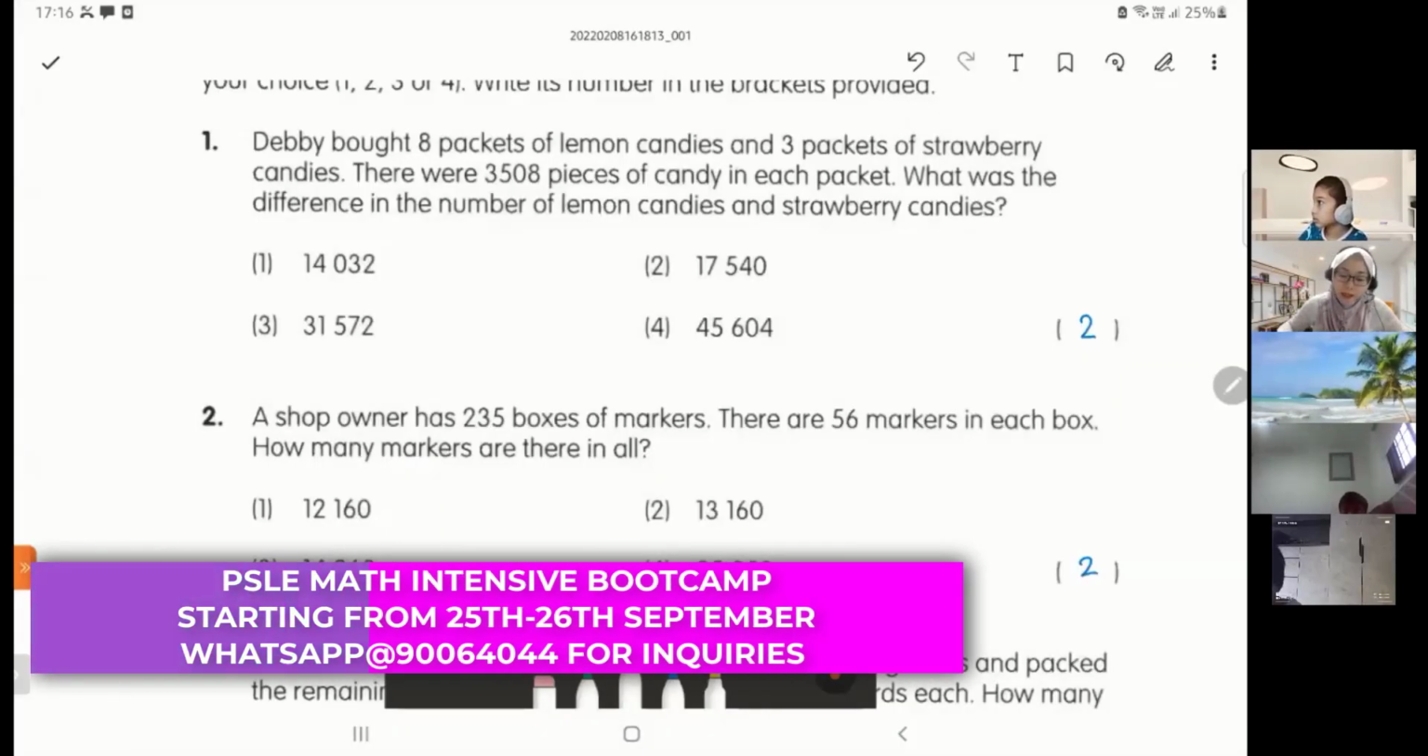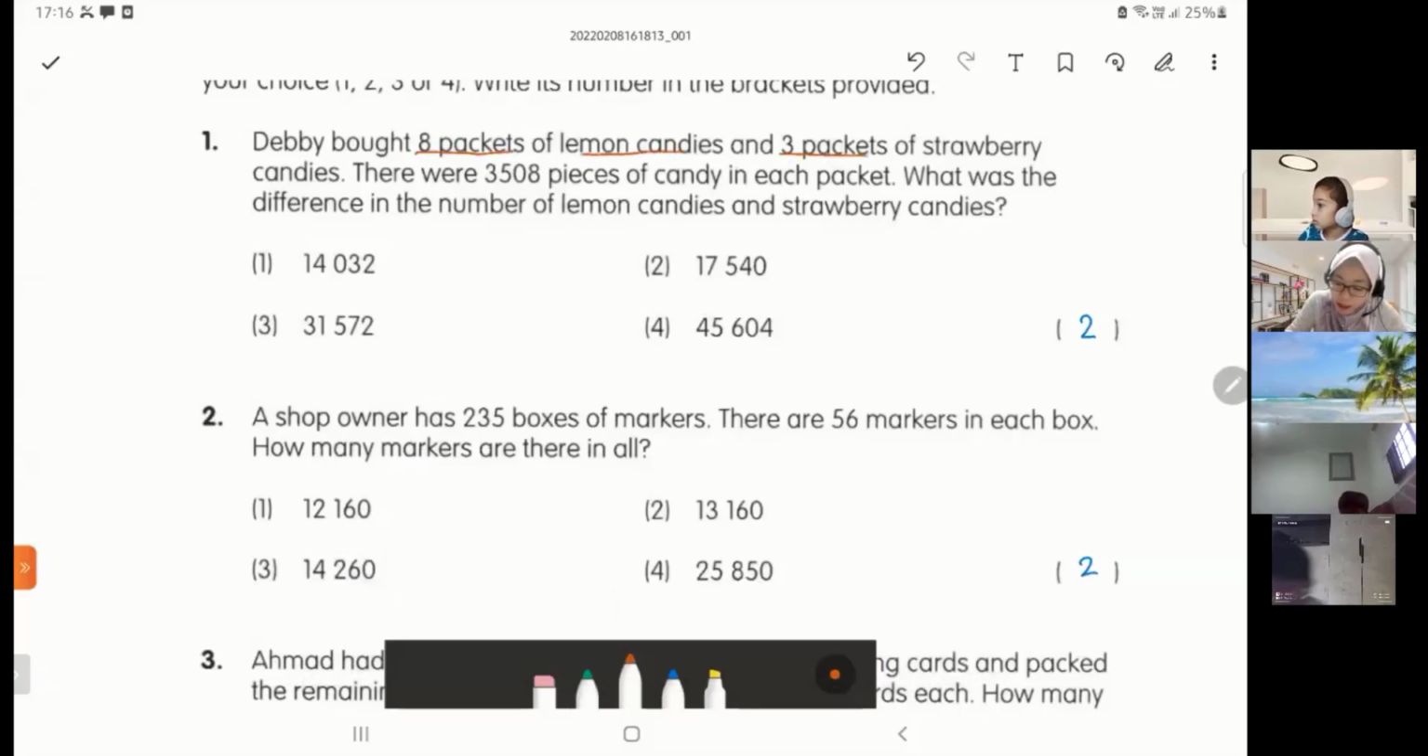Debbie bought 8 packets of lemon candies and 3 packets of strawberry candies. There were 3,500 pieces of candy in each packet. What was the difference in the number of lemon candies and strawberry candies?